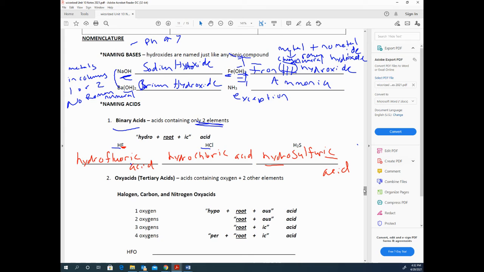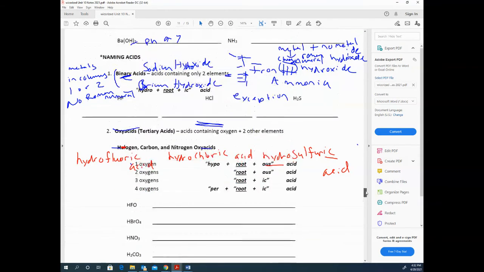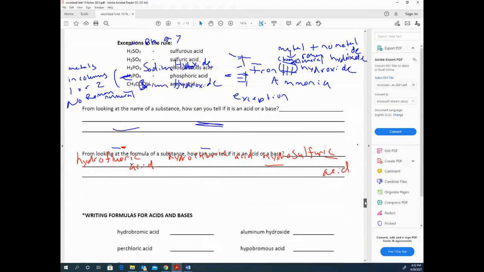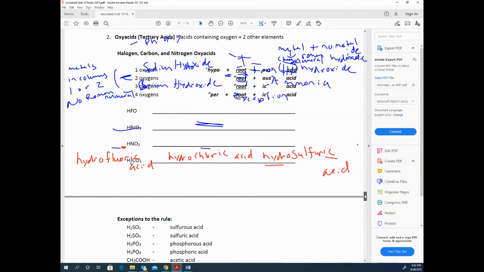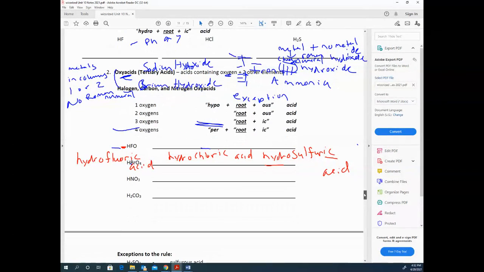Now, it does get a little more complicated if they have more than 2 elements in the compound. So let's scroll down. Yeah. Got some exceptions. Okay. I think we went too far. Oop. No, that's far. Okay.